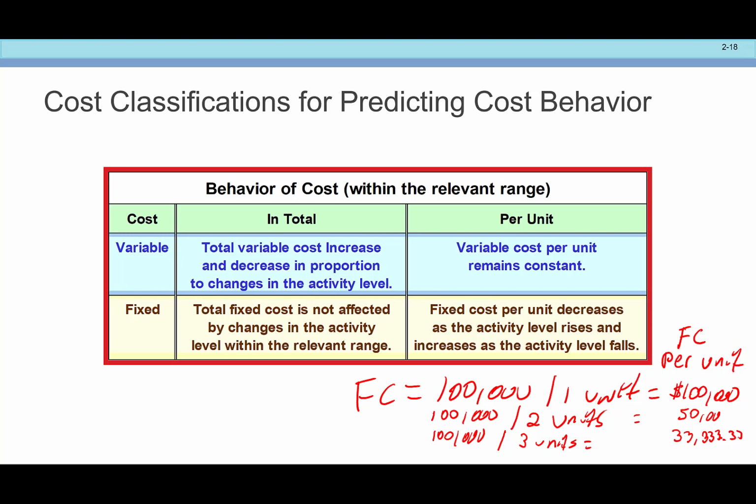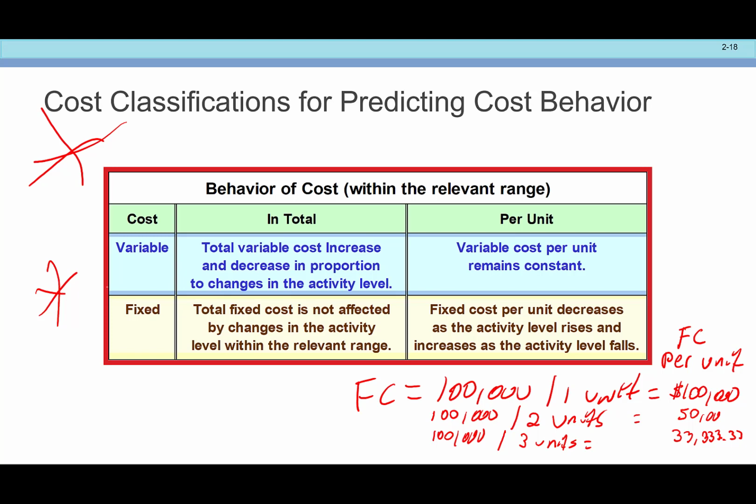Okay, so again, important slide, because in the academic world, I'm going to have to ask you something like this. In total, fixed costs stay the same regardless of the level of production. The variable costs will increase and decrease with the level of production in total. On a per unit basis, fixed costs are in effect fixed regardless of the level of production, and on a per unit basis our fixed costs are variable.